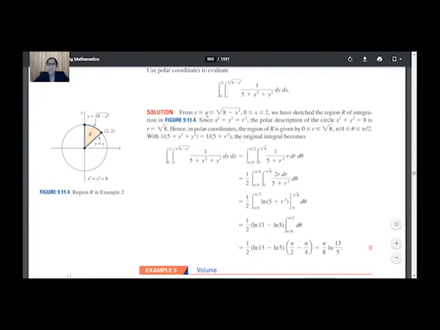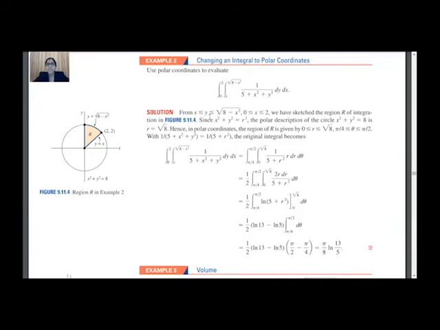So first we have y is equal to x, and the next one is y is equal to root of 8 minus x square. That is a circle of radius 2 root 2. So first we will mark a circle. If you refer to figure 9.11.4, we can see that it is a circle. We have plotted a circle, x square plus y square is equal to 8, and we have the line y is equal to x.